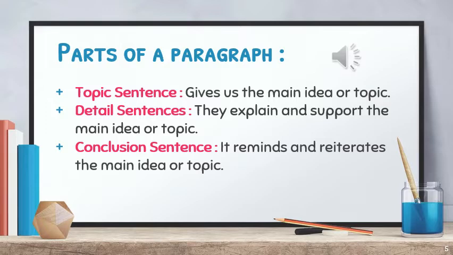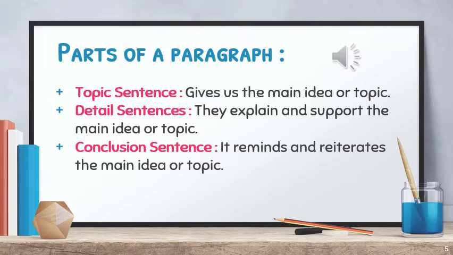So after the topic sentence come the detailed sentences. Detailed sentences are the sentences that explain and support the main idea. Like the main idea that you gave in the first sentence, in the example that we discussed, Anna is an excellent student, right? That was the main idea, and the sentences that came after that explained to us and supported the idea as to why Anna was considered to be an excellent student.